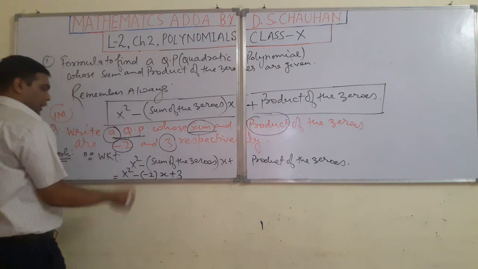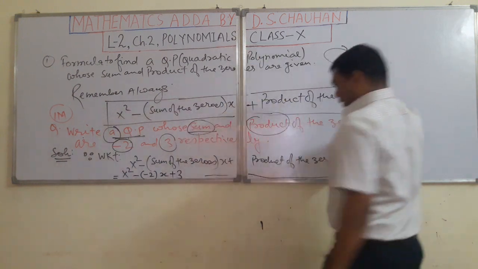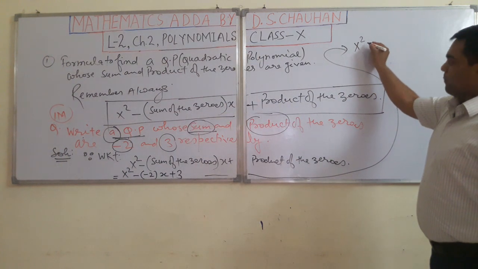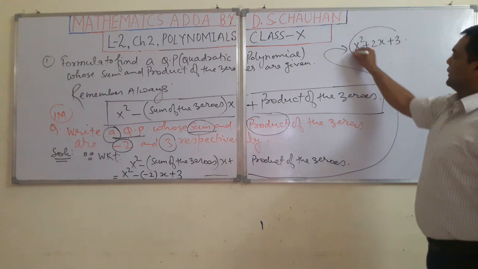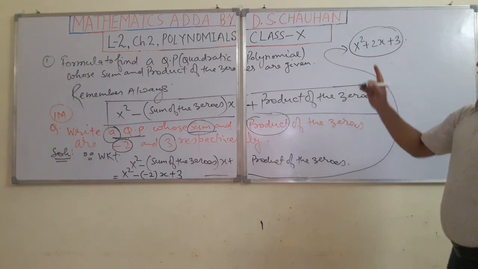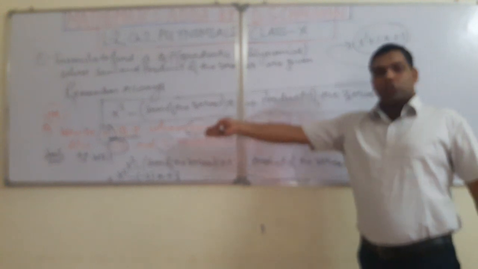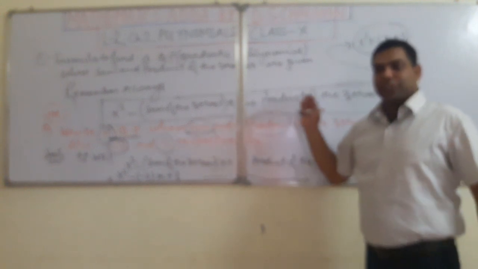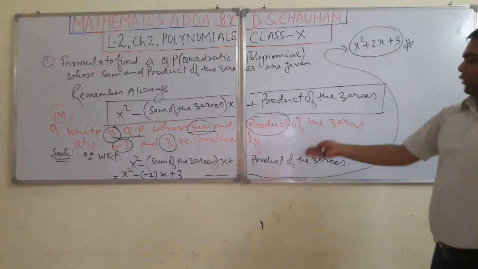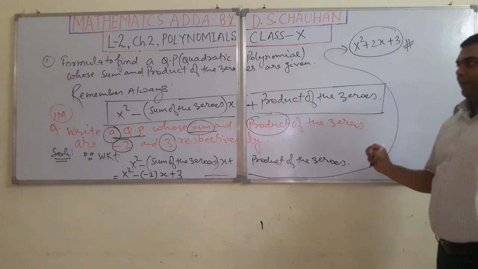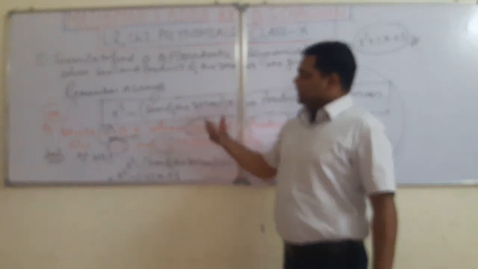So finally what will you get here? Look here, x square minus, minus becomes plus, it is plus 2x plus 3. This is a quadratic polynomial whose sum and product of the zeros are -2 and 3 respectively. I hope it is clear to you. Okay, well students, to get 1 mark easily you have to write in this way. Always remember this formula in your mind and easily you can do.